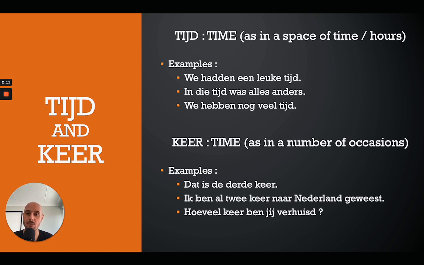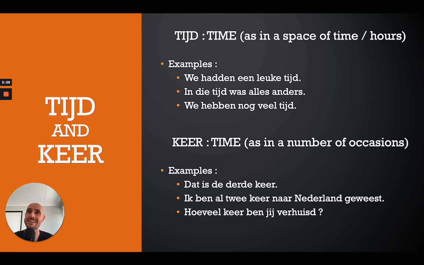So if you look at the examples, we hadden een leuke tijd. We had a good time. In die tijd was alles anders. In that time, everything was different. We hebben nog veel tijd. We still have a lot of time. So as you can see, tijd is more like a space of time, hours, a period.